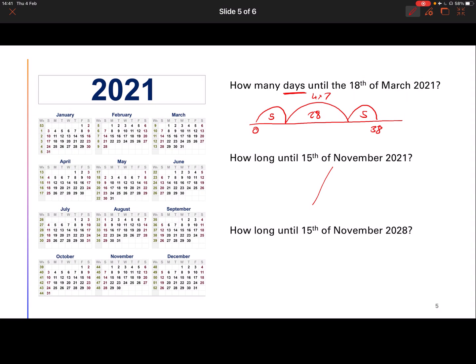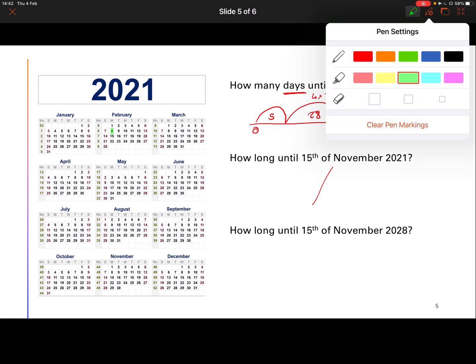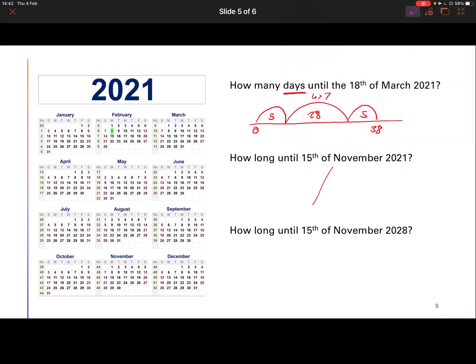The other one is if it asks you just in weeks. This is where it gets a little bit tricky, where you have to use a little bit of your own judgment. We are starting on the 8th of February. We are aiming for the 15th of November, which is here. So counting weeks becomes the tricky bit.